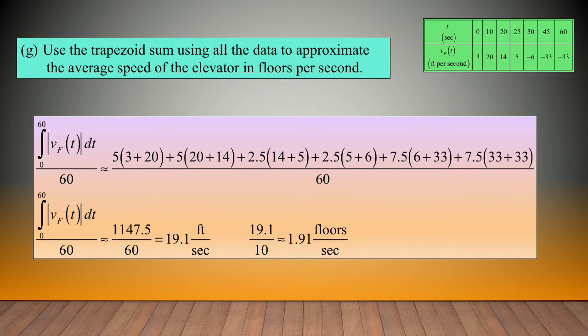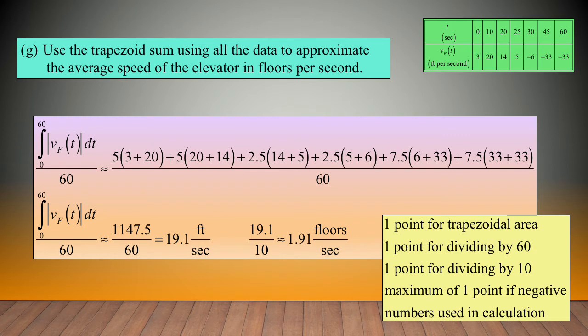So in terms of floors, we divide by 10, and we get that the average speed is 1.91 floors per second. 3 points for this problem: 1 point for generating the trapezoidal area, 1 point for dividing by 60, and then 1 point for dividing by 10 to get the final answer. There is a maximum of 1 point on this problem if negative numbers are used in the trapezoidal calculation.